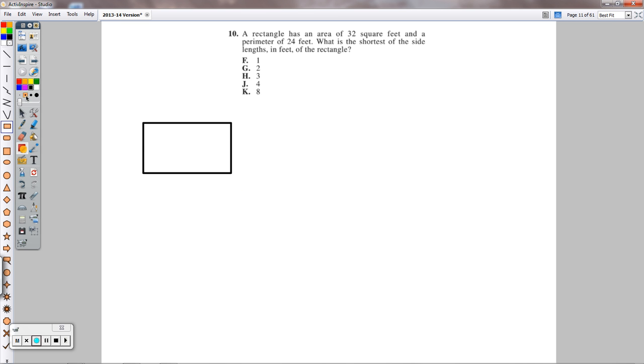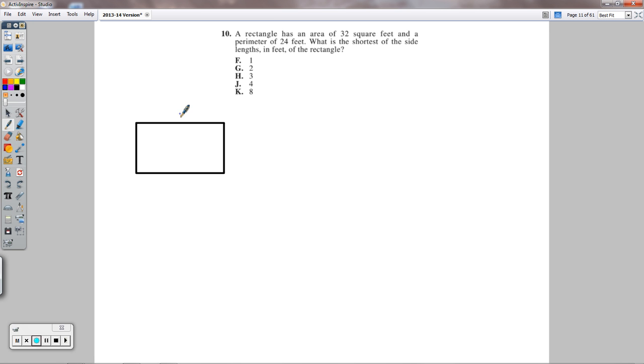So let's use this as our rectangle, and I'm going to call this X and call this Y. I'm going to use X and Y instead of L and W just so you don't think that the length, which is commonly thought of as always being longer than the width, is longer here. I don't want you to think that because we're going to look for the shortest of the side lengths. So X and Y are my two sides here.